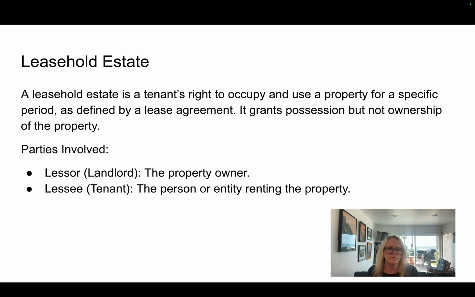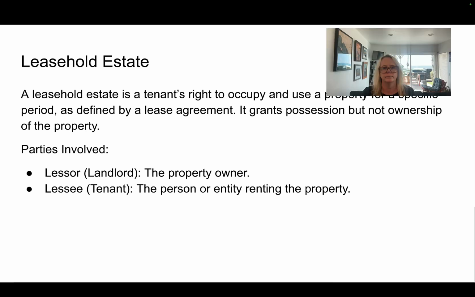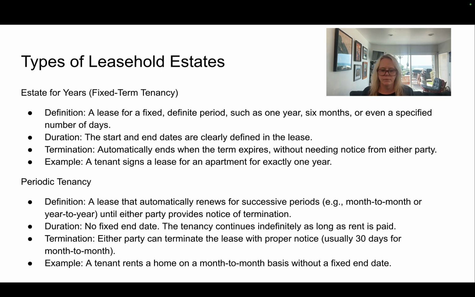The parties involved in a leasehold estate are the lessor or the landlord and the lessee, who is the tenant, the person that's renting the property. So some types of leasehold estates: the fixed term tenancy, which is a lease for a fixed definite period of time, such as 1 year, 6 months, or even a specified number of days, 30 days. Start and end dates are generally clearly defined in the lease, and then it automatically ends when the term expires without requiring notice from either party.